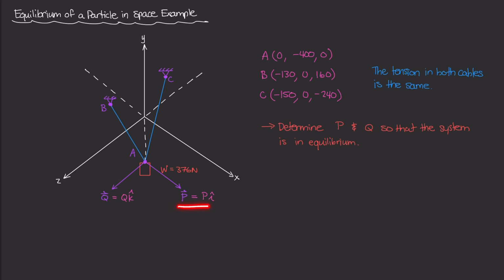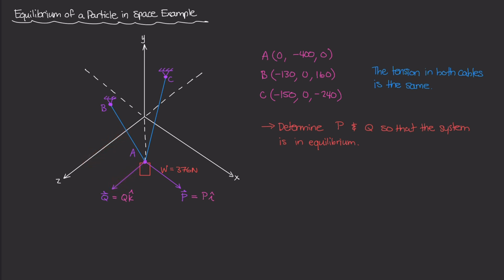So P and Q are actually pretty special in the sense that P only has an x component, P, in the i direction. So this P force is parallel to this x-axis and it's in the positive direction. And in the same sense, we have this force Q that only has one component, in this case in the k direction or the z direction. So this force vector right here is parallel to the positive z-axis.